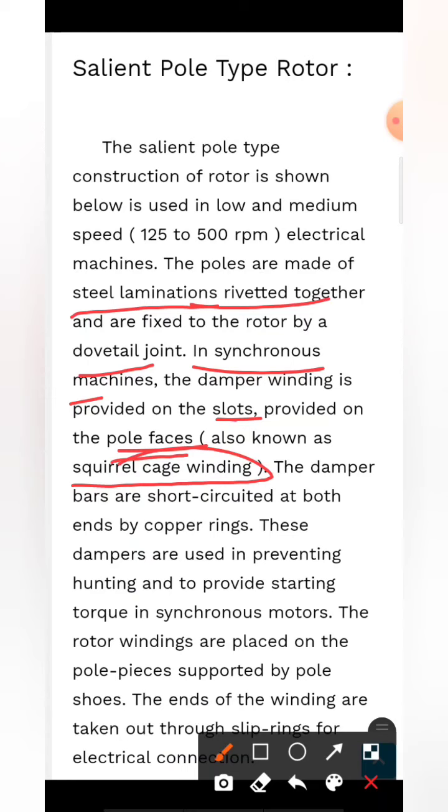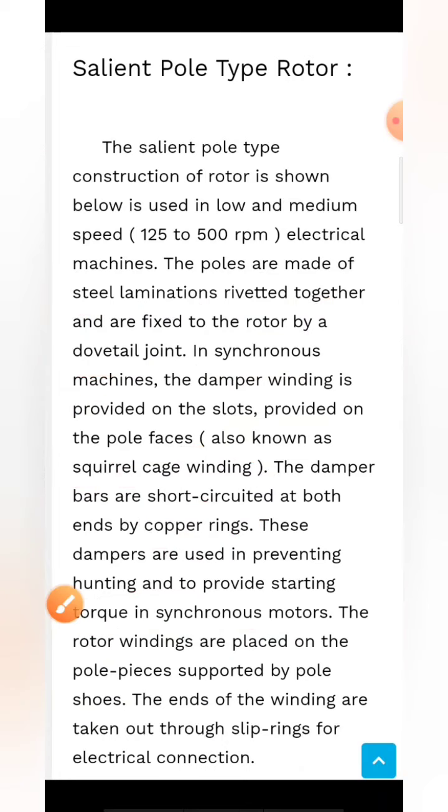The damper bars are short circuited at both ends by copper rings. These dampers are used to prevent hunting and to provide the starting torque in synchronous motors. The rotor windings are placed on the poles and supported by pole shoes. The ends of the winding are taken out through the slip rings for electrical connection.